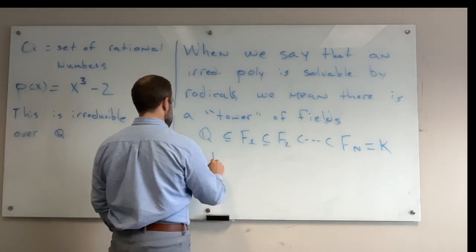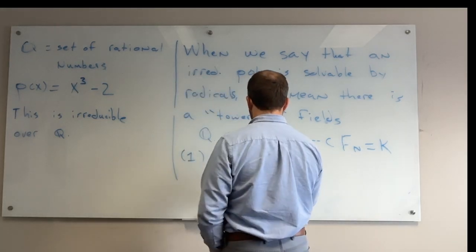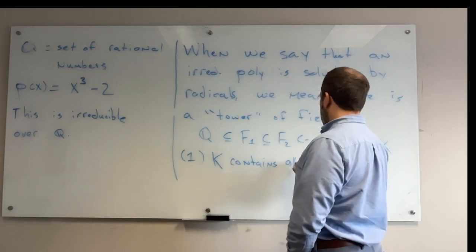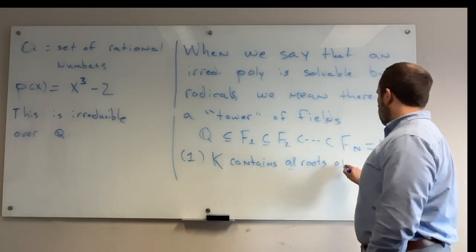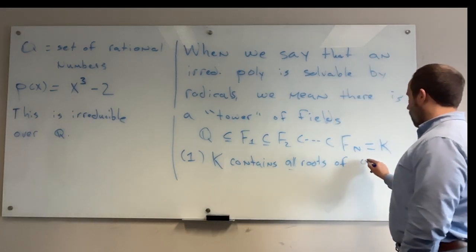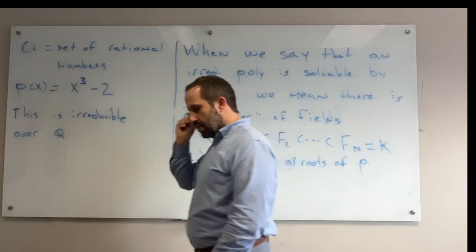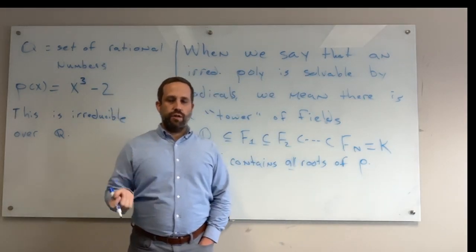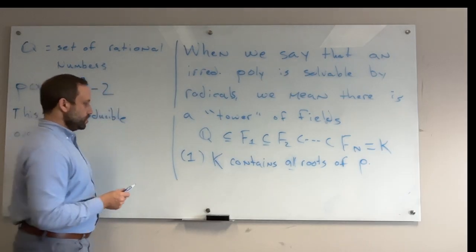One, K contains all roots of P. So typically we want to think that K is what's called the splitting field, but it could be larger than that. But the point is that it includes all the roots.